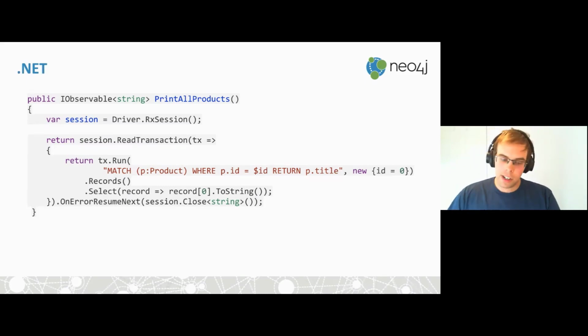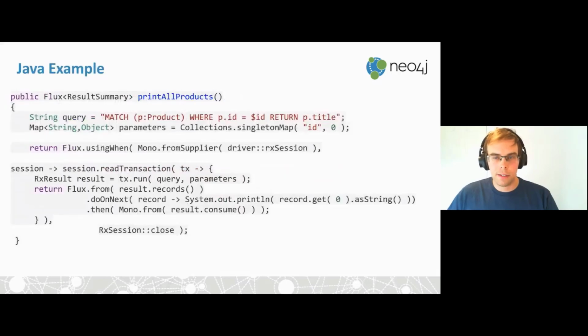And then the slight difference here is that we're using this On Error Resume Next, which just says if you encounter an error when you're running this thing, then do this, which in this case is simply closing the session. Okay, that's .NET, and then finally the Java driver.